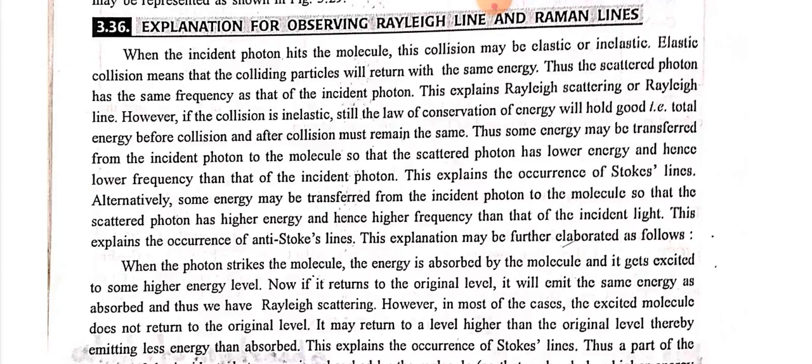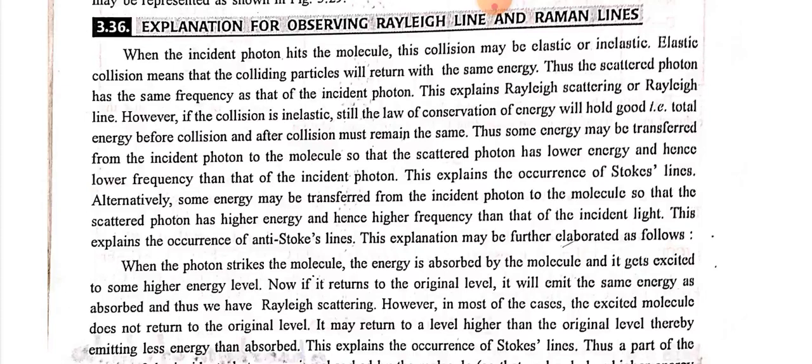However, if the collision is inelastic, still the law of conservation of energy will hold good. Total energy before collision and after collision must remain the same. Thus, some energy may be transferred from the incident photon to the molecule so that the scattered photon has lower energy and hence a lower frequency than that of the incident photon. This explains the occurrence of Stokes lines. Alternatively, some energy may be transferred from the molecule to the photon so that the scattered photon has a higher energy and hence a higher frequency than that of the incident light. This explains the occurrence of anti-Stokes lines.